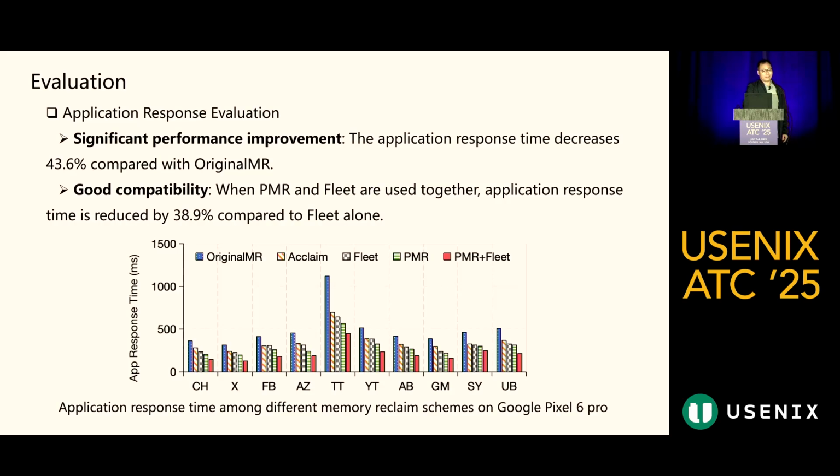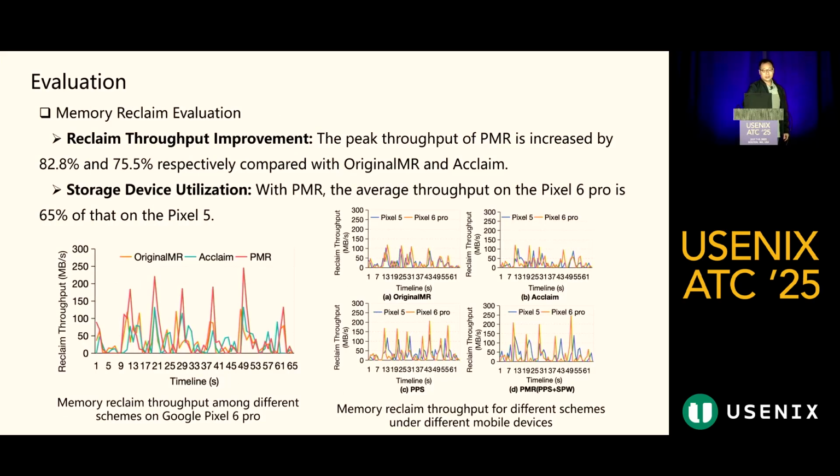We also have good compatibility with existing work. We have combined PMR with a recent work, Fleet. We can find it can further reduce the latency by 38.9% compared to the Fleet scheme. Okay, so we also check the reclaim throughput improvement. It almost doubles the peak throughput for reclaim, and the storage device utilization is also significantly improved, compared between Pixel 6 and Pixel 5.